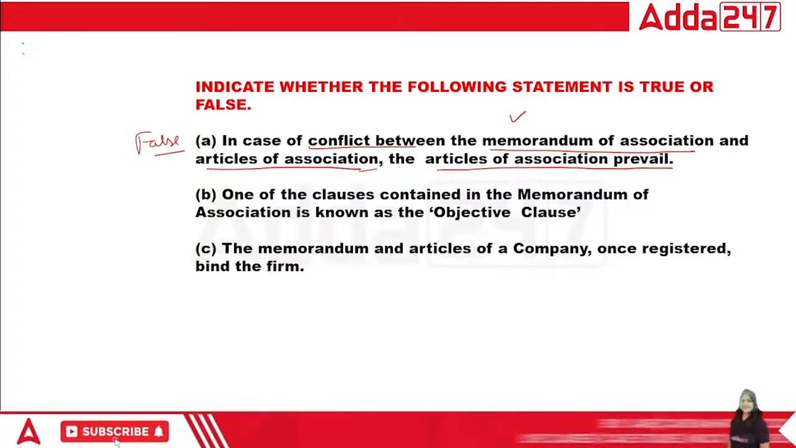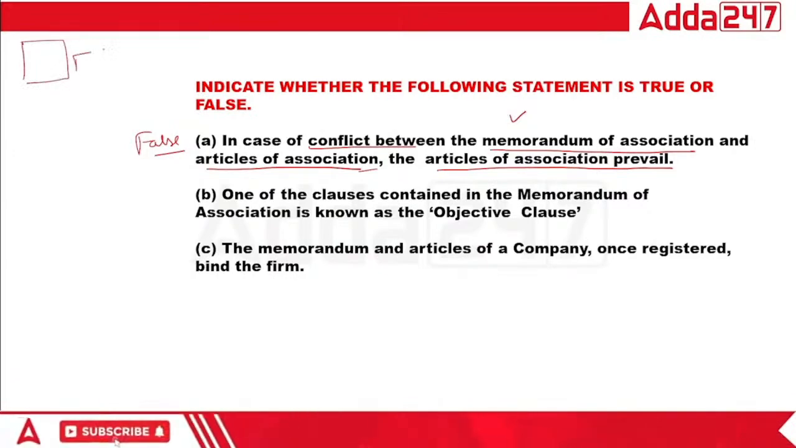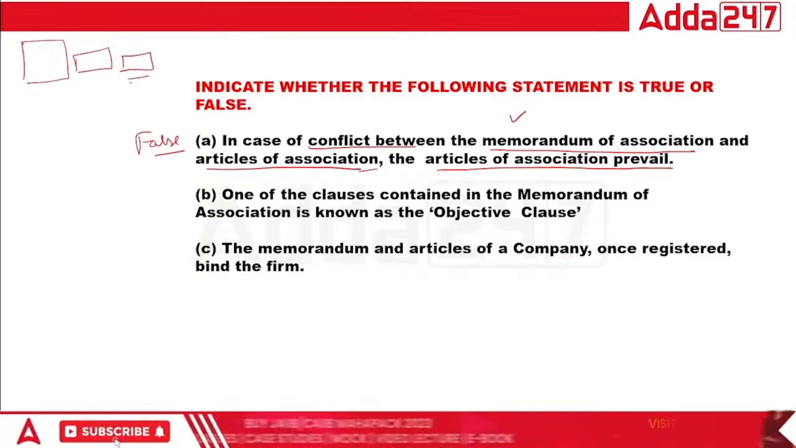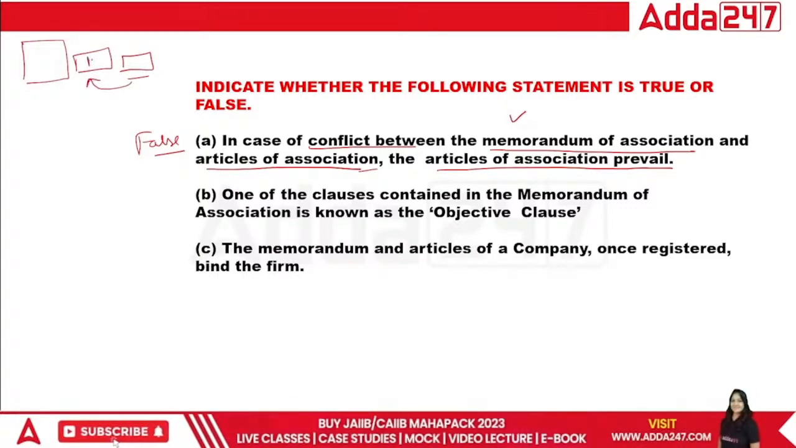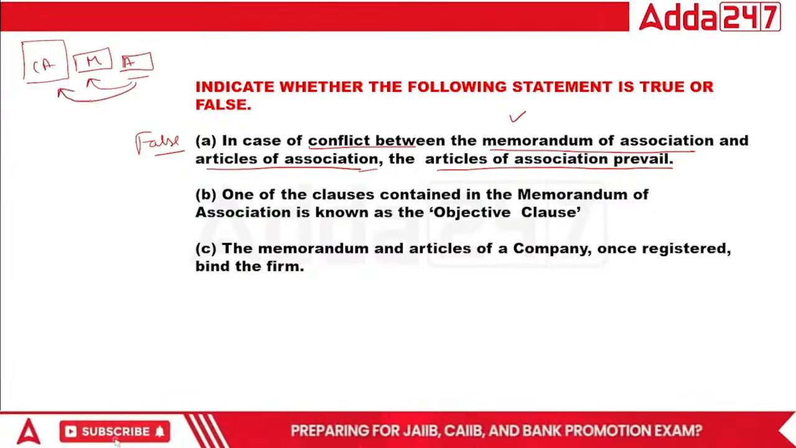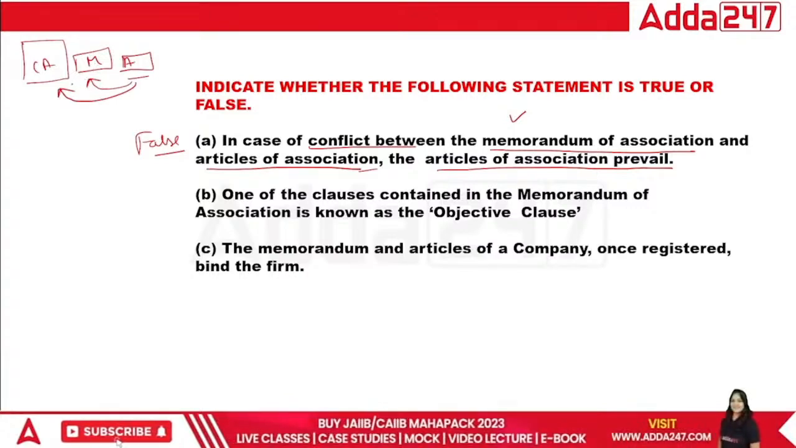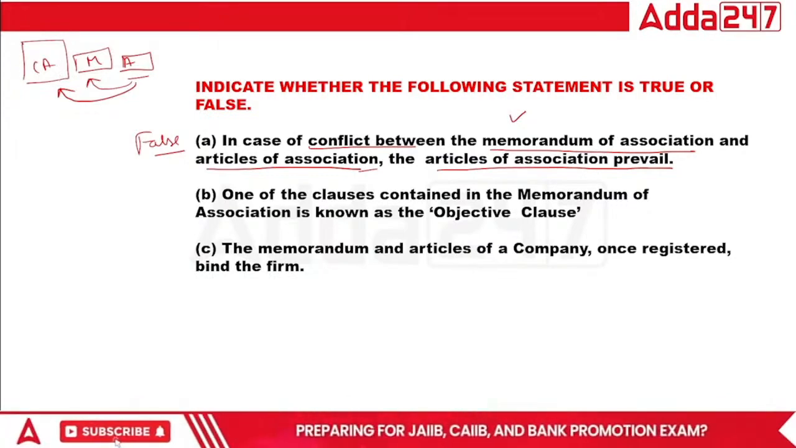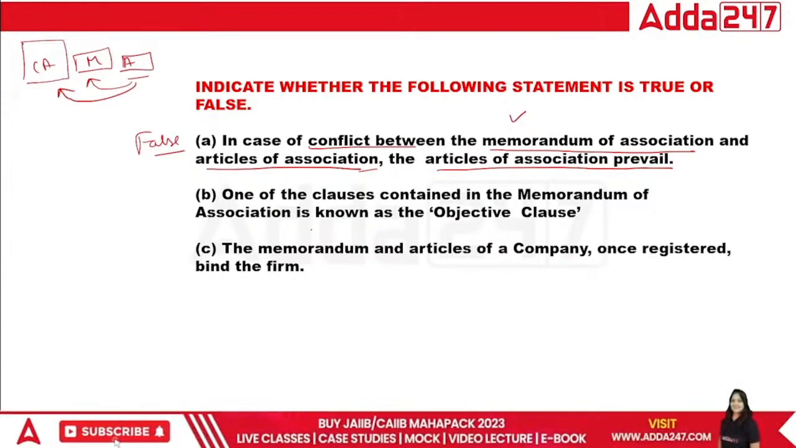See, this is your Company Act, this is MOA, and this is AOA. So AOA is always subsidiary to the MOA, and to the Company Act, always. And the memorandum is subsidiary only to the Company Act. This is important from the examination point of view. That's it. Okay, next. One of the clauses contained in Memorandum of Association is known as Object Clause.